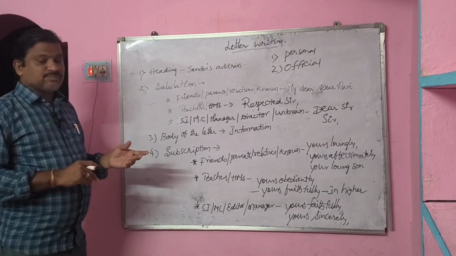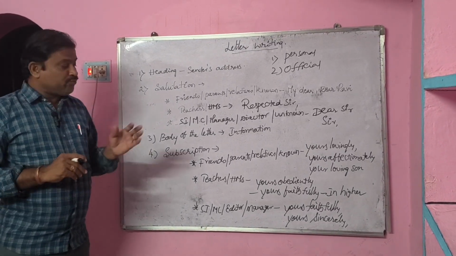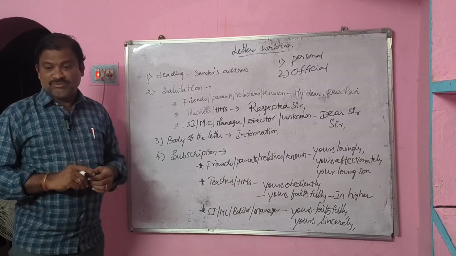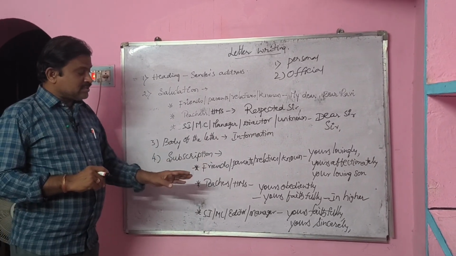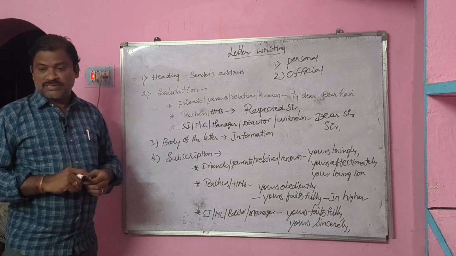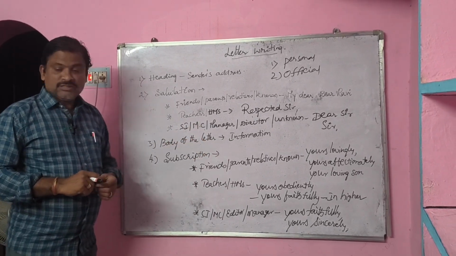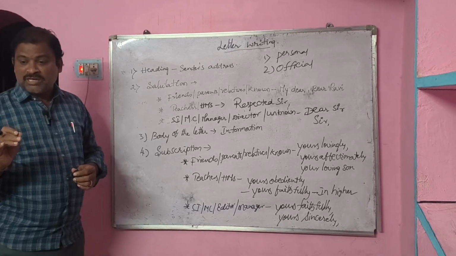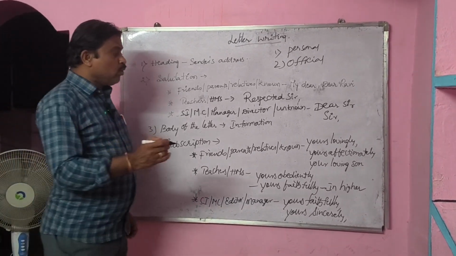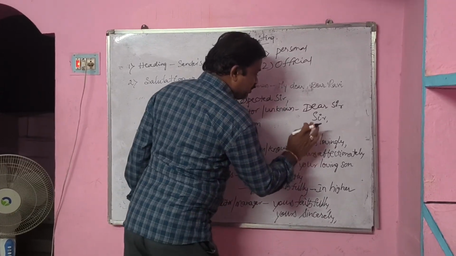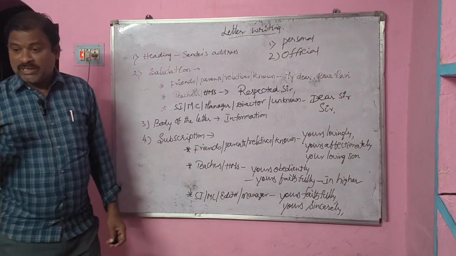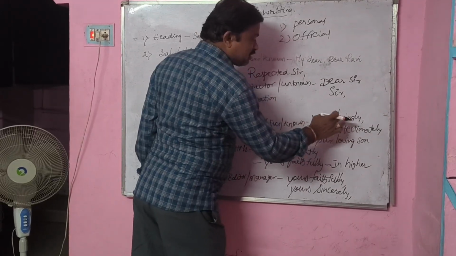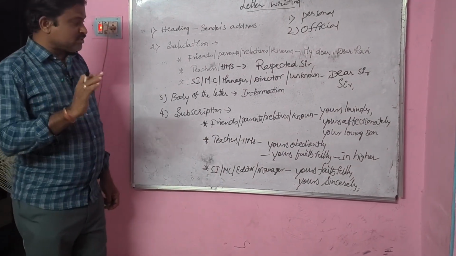The fourth thing is subscription, or leave taking. After the letter, in the subscription part, we have to use different kinds of words. For friends, parents, relatives, or any known person, in the subscription part we write "yours lovingly", or "yours affectionately", or "your loving son", or "your loving daughter". But don't keep an apostrophe. It's a very, very important thing: never use the apostrophe when you write a letter to anybody. And the first letter should be written in capital, and all remaining letters should be small letters. Keep these points in your mind.